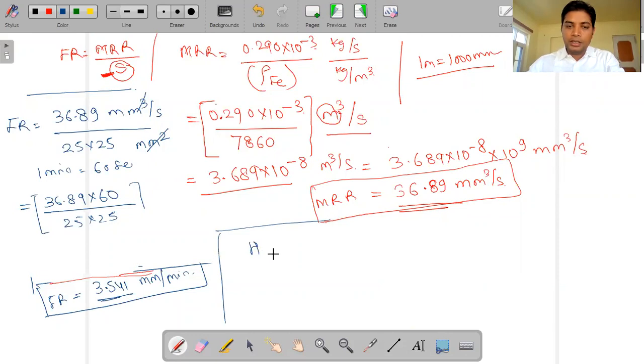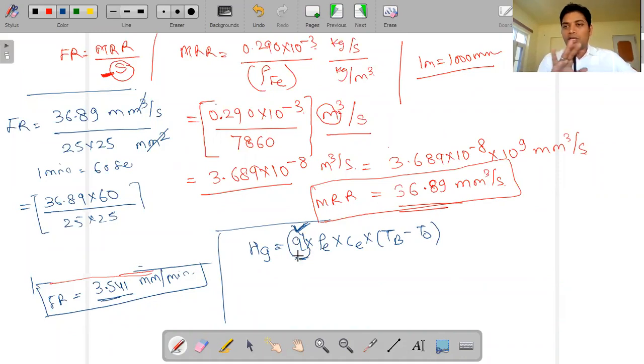the heat which is generated is given as Q into rho of the electrolyte into C of the electrolyte into TB minus T naught. Okay, so from here basically we can calculate the value of Q, that is the electrolyte flow rate. So that will be in centimeter cube per second, so that we can see. Okay, there is no issue, but the heat which is generated, that value is not given to you.